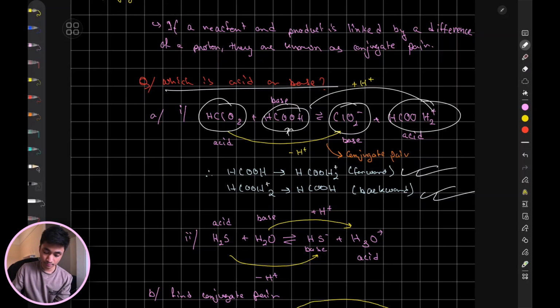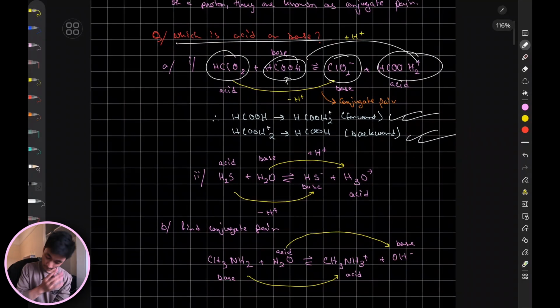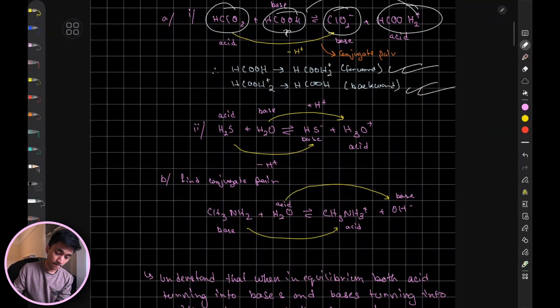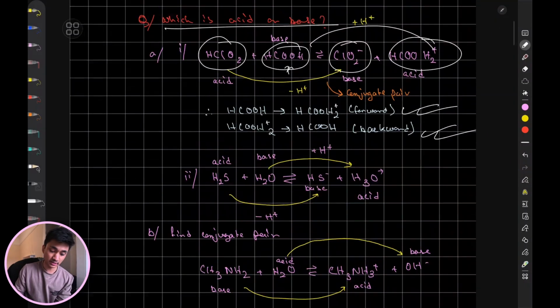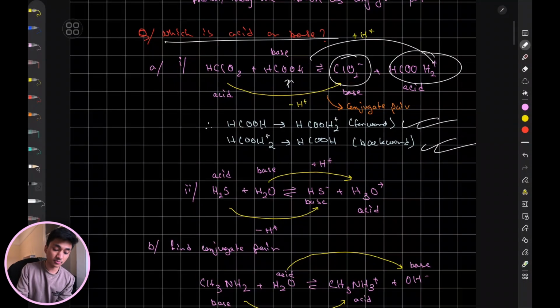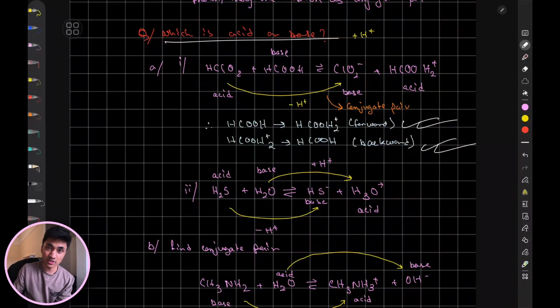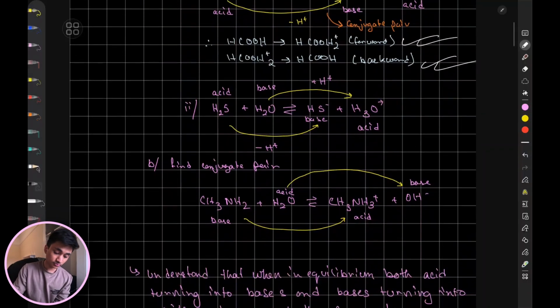Okay, great. Let's take another example. Let's say you have H2S and H2O reacting. And by the way, just to reiterate, over here, since HCOOH is the lesser acid, it acts as the base and gains H+, and in the product form it becomes more acidic. And then in the reverse process, it is acting as an acid and forming HCOOH. So you get the point. That is why I said it is always relative terms.